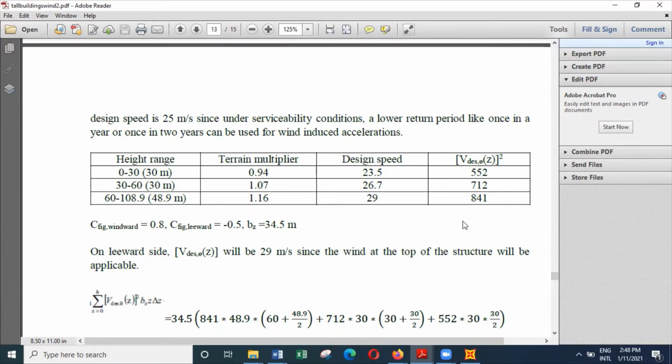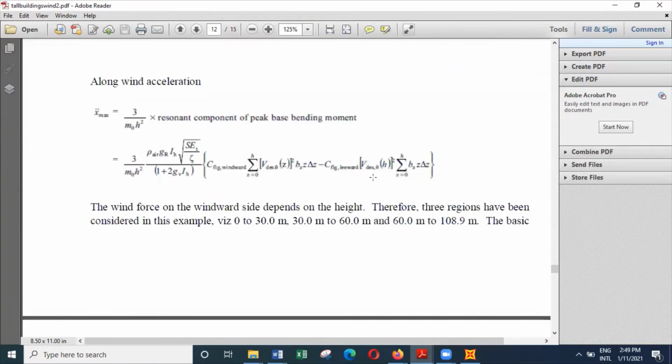So now we have to find this. The C figure windward is 0.8, this is 0.5. So we know those values. Now we want to find this particular value. And so then it says the width, distance, dz. So this is a kind of integral.